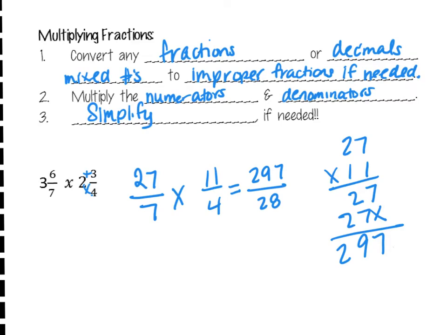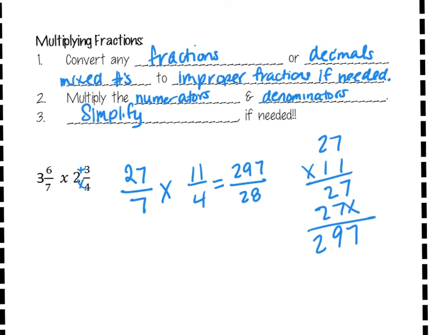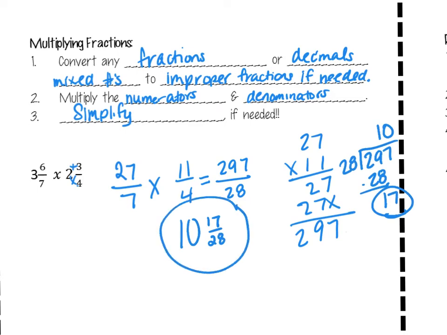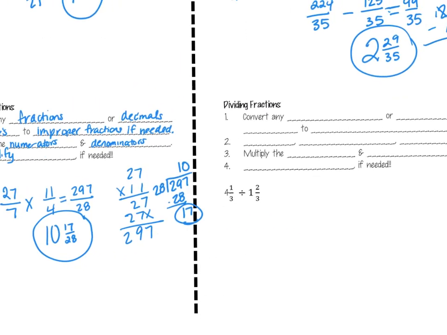Okay. Now I'm going to simplify that. Sounds pretty rough, but I'm going to. 297 divided by 28 is 10 with 17 left over. So remember, we go 10 and 17/28. Okay. So done and done. Not too bad. I mean, honestly, we're just refreshing. That's all we're doing. And then our last one.